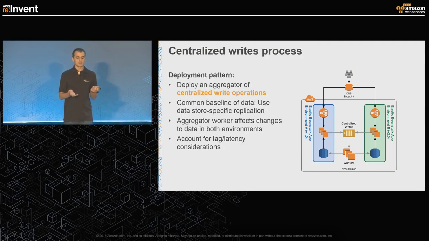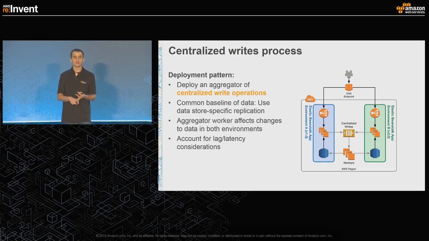So here's an example of that, a very generic pattern. What we do is we have an aggregator of central write operations, right? So instead of each environment during the deployment process talking to their own database, they're going to talk to a central queue, for example. This can be easily implemented with something like Elastic Beanstalk with a worker tier. And there's a worker application behind that queue that takes those changes and pushes them to the databases of each environment in their own schema formats.